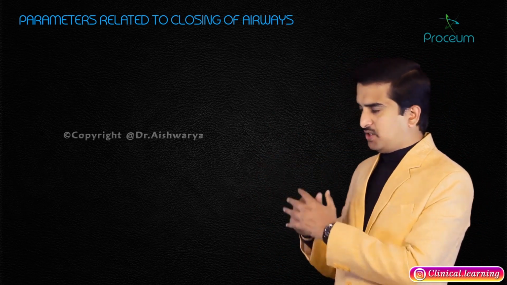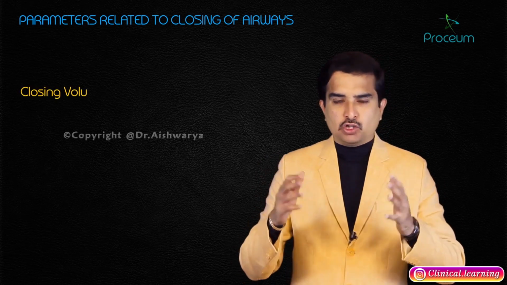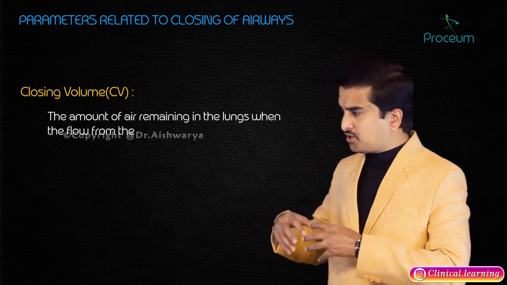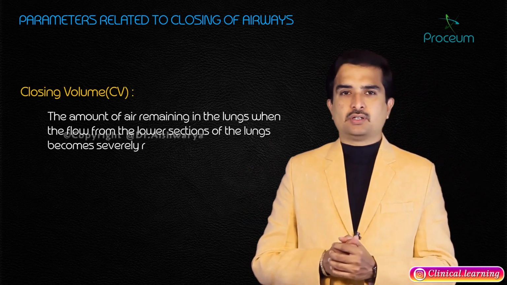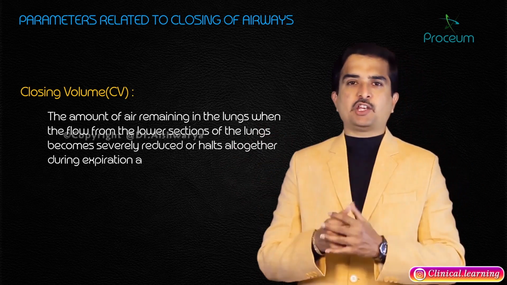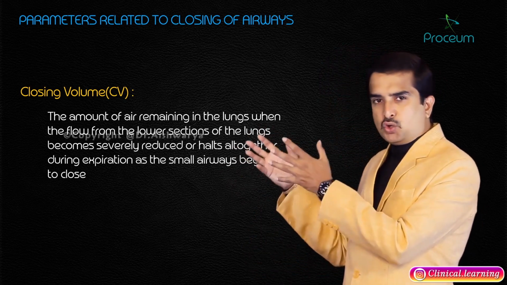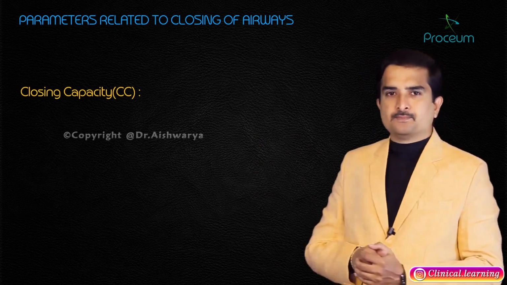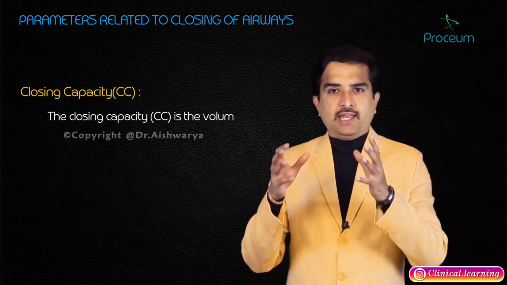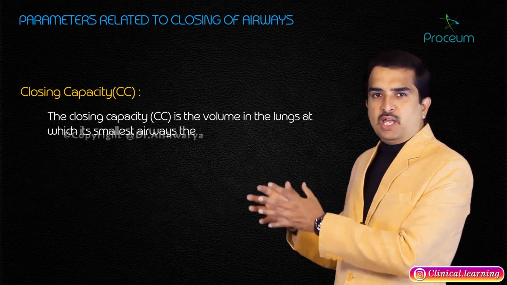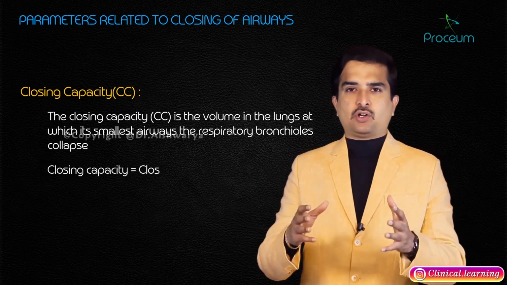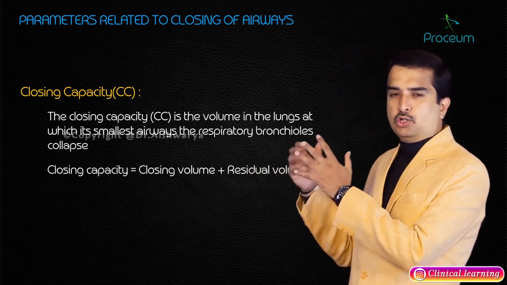And next, what are the parameters related to closing of airways? The first one is called closing volume. The amount of air that remains in the lungs when the flow from the lower section of the lungs becomes severely reduced or halts altogether during expiration, as the small airways begin to close, is called the closing volume. And what is the closing capacity? The closing capacity is the volume in the lungs at which its smallest airways, that is the respiratory bronchioles, collapse. So closing capacity is equal to the closing volume plus the residual volume.